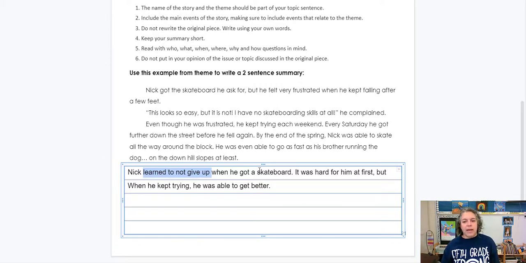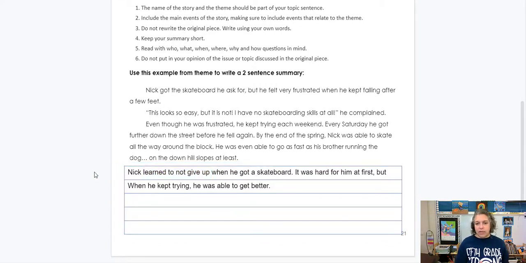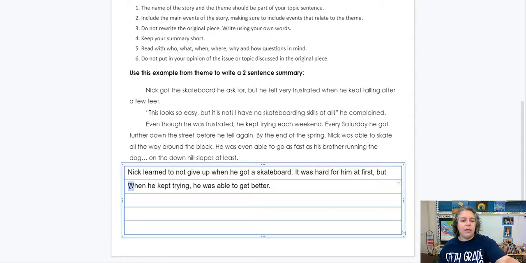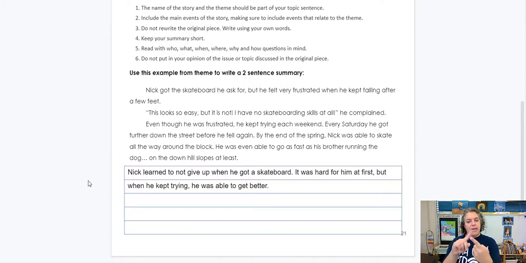I also talk about an event. He got a skateboard. That's how it started. It starts when he gets a skateboard that he wanted. It then also talks about the event that it was hard for him, but, and this when should be a lowercase when, but when he kept trying, he was able to get better. So it gives us our main character, Nick. It talks about the events, got a skateboard. It was hard to learn how to skateboard, but then he kept trying and he got better.